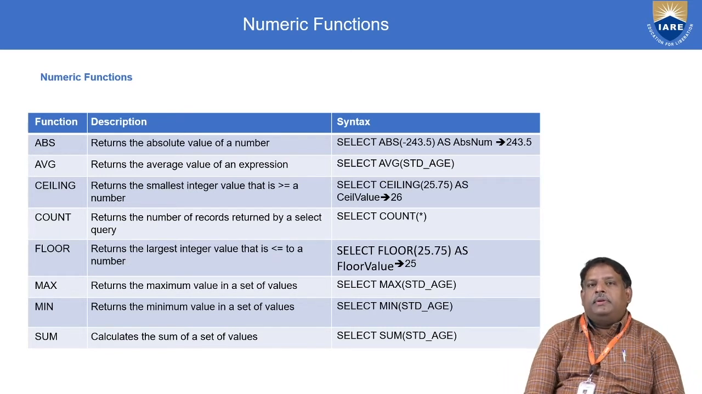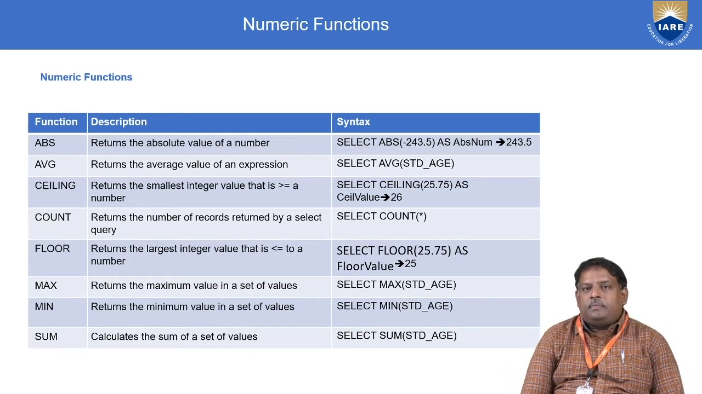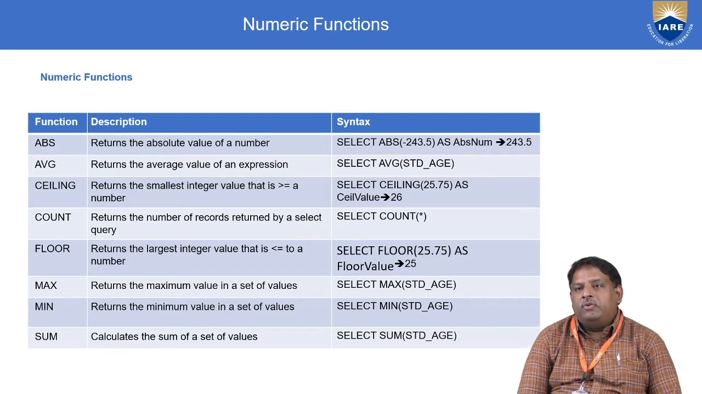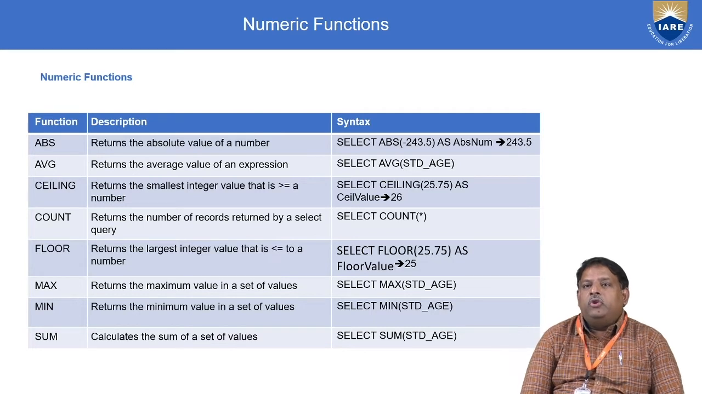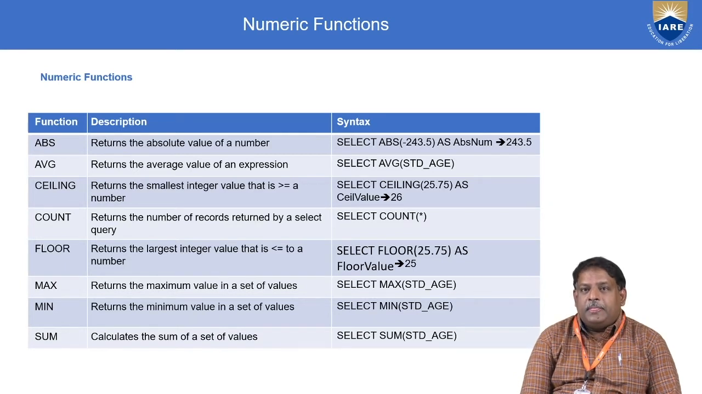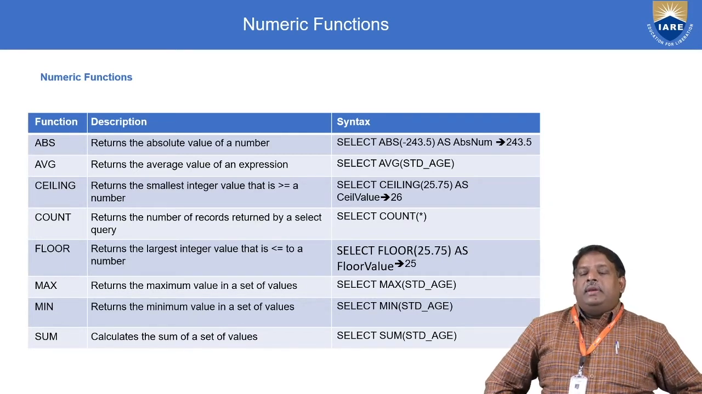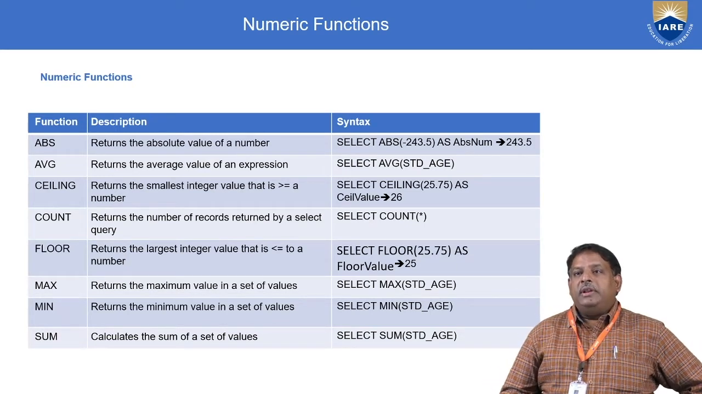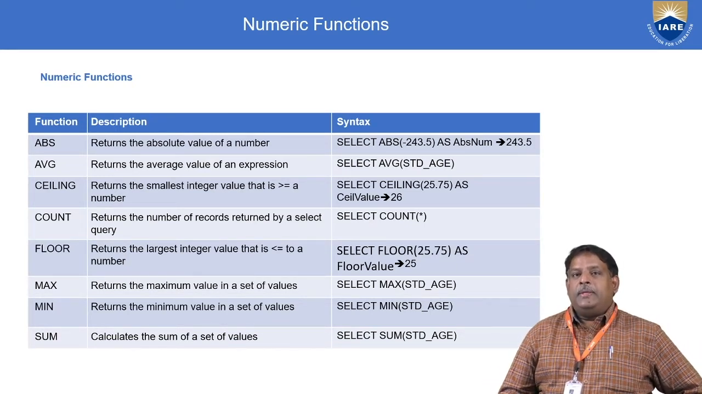Average value of an expression. Then, ceiling. Ceiling will return the smallest integer value that is greater than or equal to the given number. Now here, select ceiling of 25.75, as ceiling will give me the next value, like 26. The smallest integer value that is greater than or equal to the given number. 25.75 ceiling will give me 26.